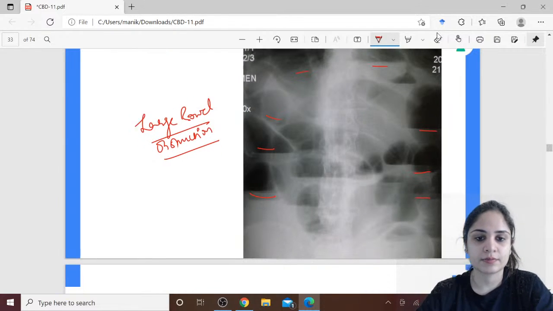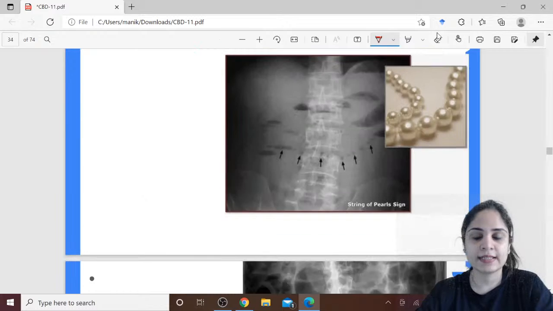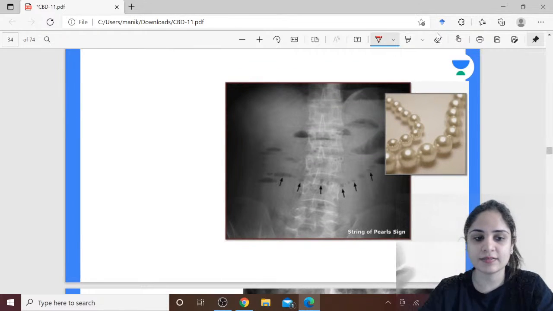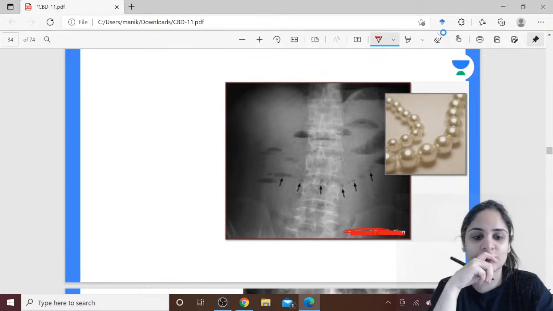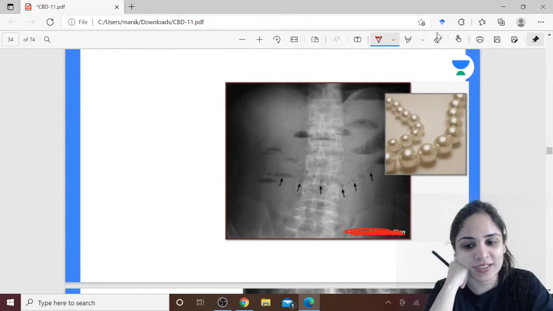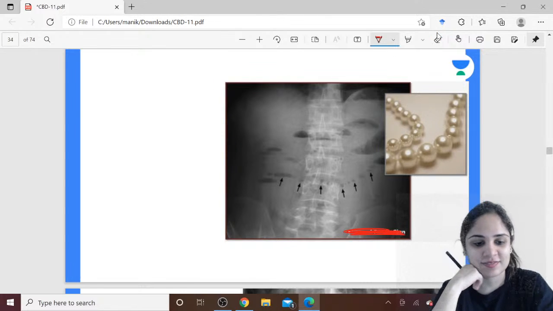Okay, all right. Now identify the name of this sign without trying to look for it in the picture that I have put. Identify the name of the sign and identify the condition.